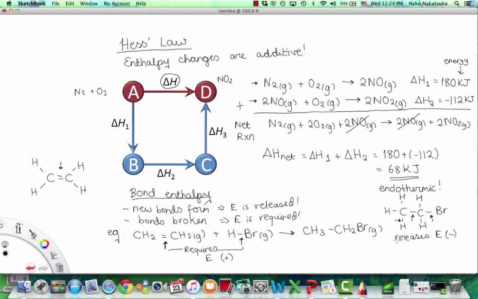So let's start giving values just so that this makes sense to you guys. Let's say that it requires 612 kilojoules per mole to break this double bond. It requires 366 kilojoules per mole to break this bond. And in order to form some bonds, it requires negative 348.